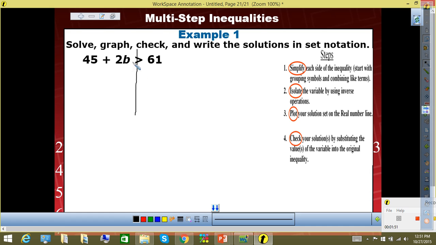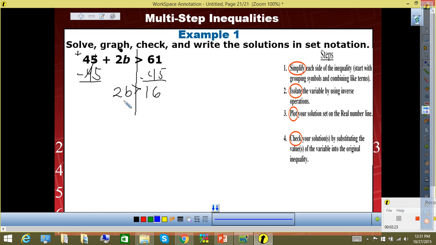Remember, because we get the inequalities and equations from scales, right? So where do I start? I need to simplify this side. I can't simplify, but I need to isolate the variable. So what operations do I have here? Multiplication and addition. So I start right here. That means I'm going to subtract 45. Subtract 45. We're left with 2b greater than 16.